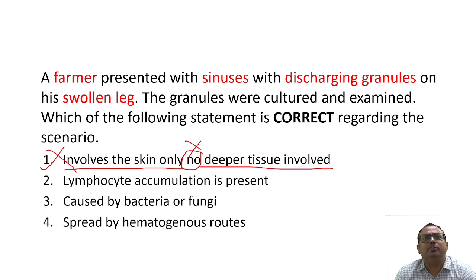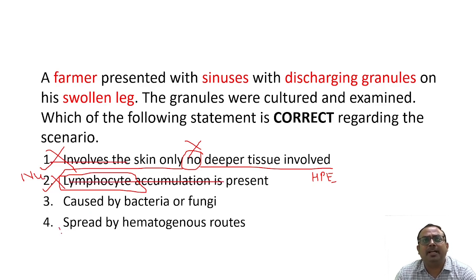Then, lymphocyte accumulation is present. So probably it is asking about the histopathological examination. We have seen that in histopathological examination, the grain is surrounded by a granuloma which is composed of neutrophils, and it is not lymphocytes. So this answer is also wrong.